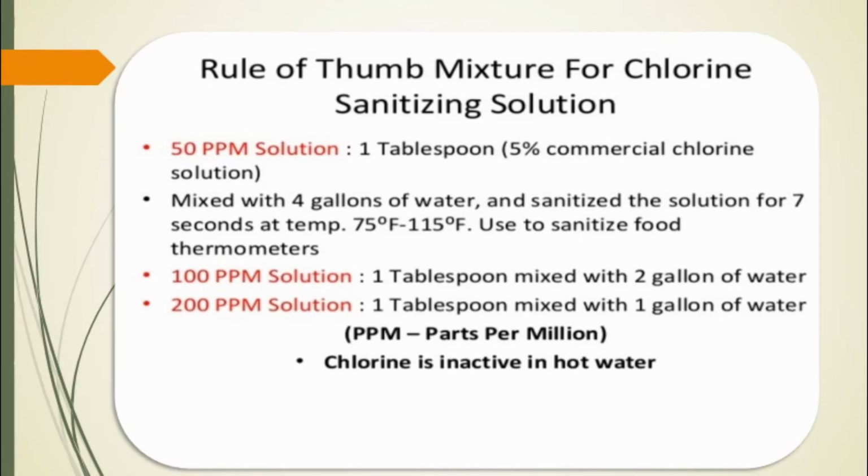100 parts per million solution: 1 tablespoon mixed with 2 gallons of water. 200 parts per million solution: 1 tablespoon mixed with 1 gallon of water.